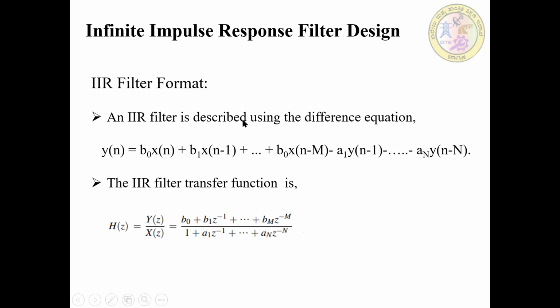Here you can observe that a1, a2 are the coefficients of the denominator, b0, b1 up to bm are the coefficients of the numerator, and Y of z is the Z transform of the filter output, and X of z is the Z transform of the filter input, x of n. Okay. To get familiar with the form of this IIR filter, let's have an example.